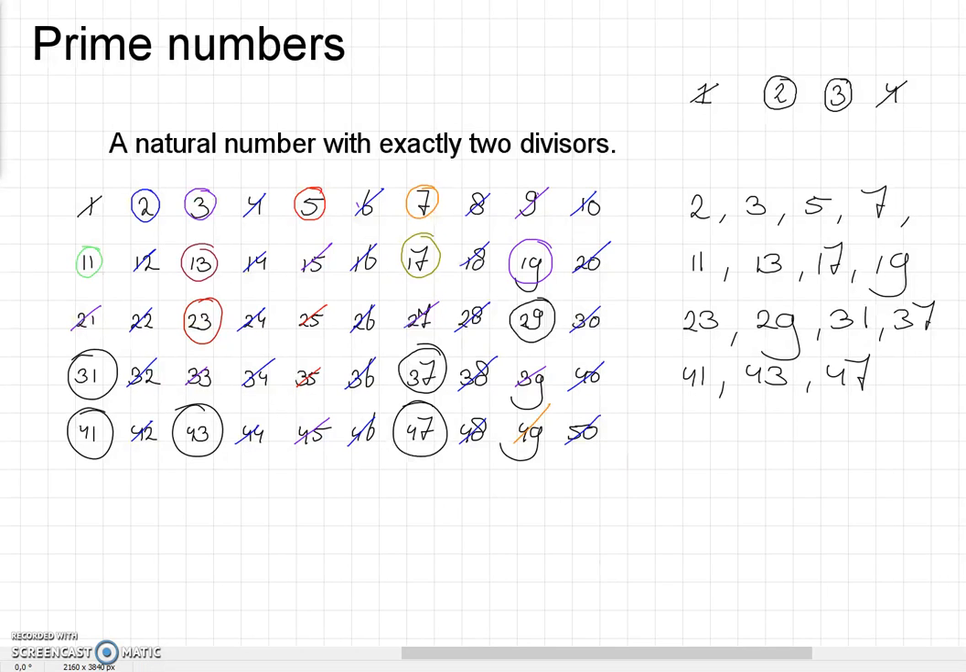This method of finding prime numbers is called the sieve of Eratosthenes. And if you extend the amount of numbers you write down to 100 or 150 or even higher, then you can find more and more prime numbers.